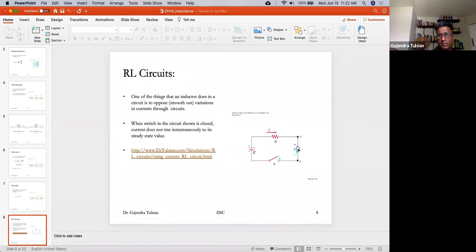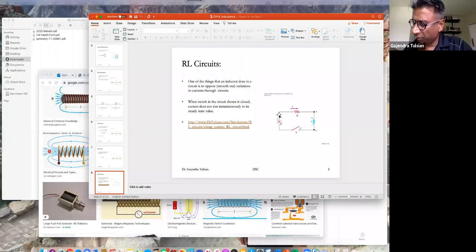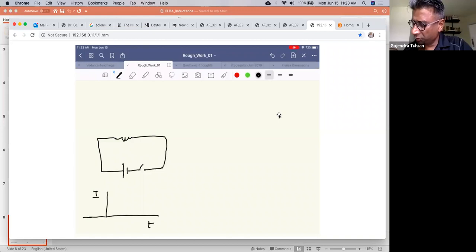Okay, so this is a resistor, and I have a switch. And what I'm going to do is close the switch. Right now, current in this circuit is 0. When I close the switch, the current in this circuit will rise instantly. So here's the current, here's time. At time t equal to 0, I'll close the switch. Before 0, the current is 0, and then at t equal to 0, the current will instantly go to its value, I equal to V by R.